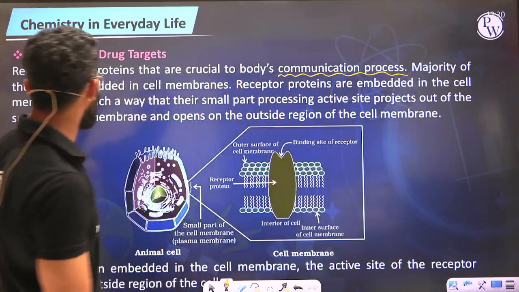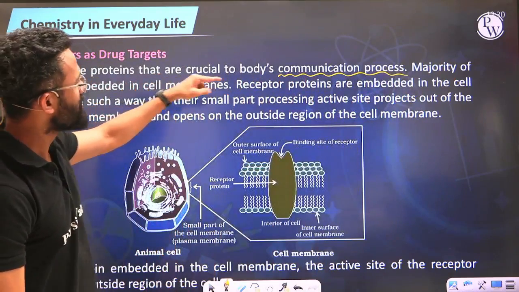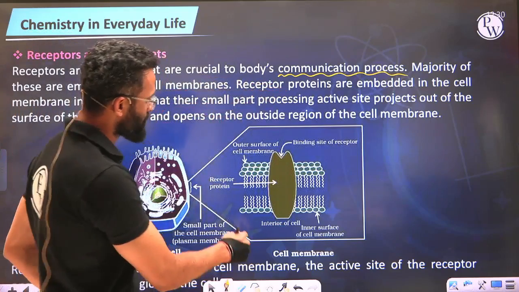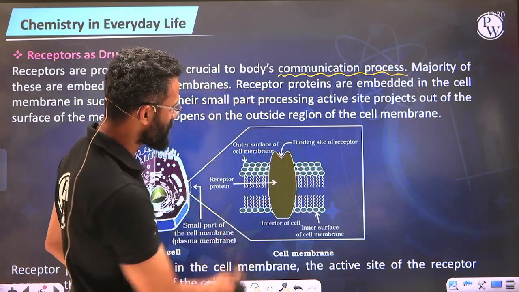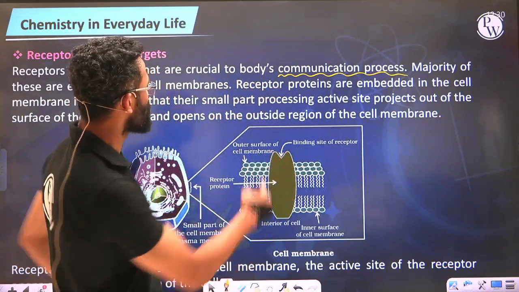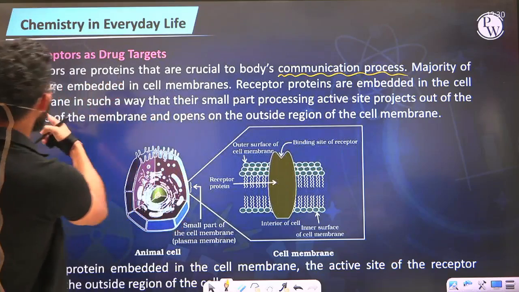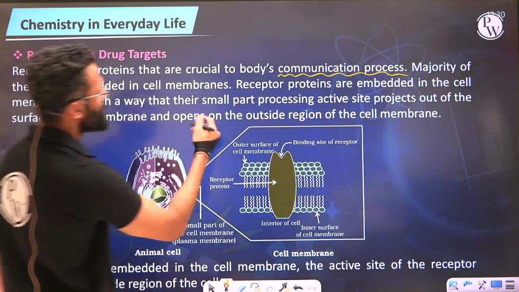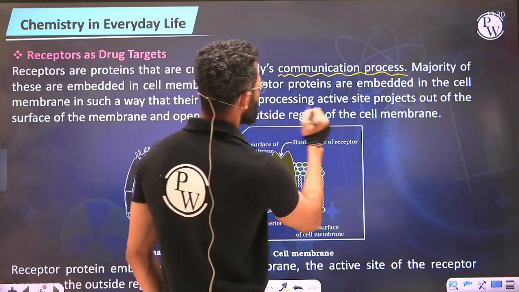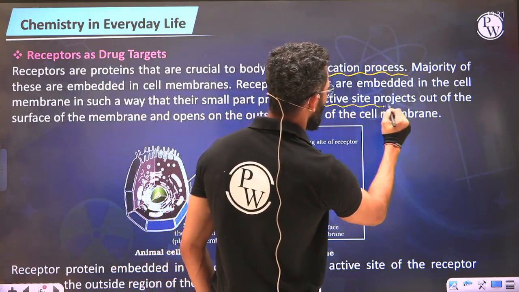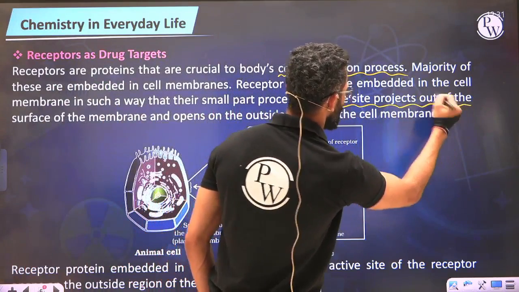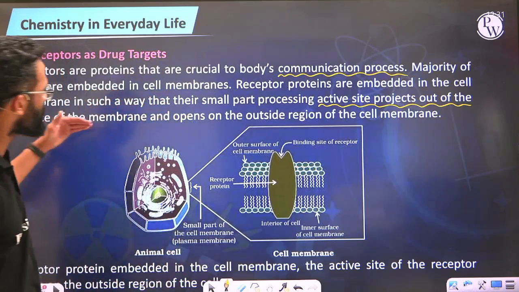Majority of these are embedded in the cell membranes. Receptor proteins, you can see. Now, this is basically your internal cell. So, receptor proteins are embedded in the cell membrane in such a way that their small parts possessing active site project out of the surface of the cell membrane.